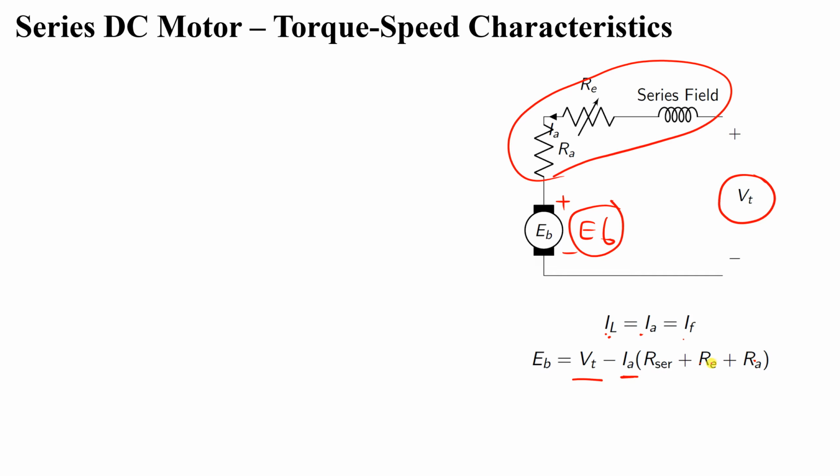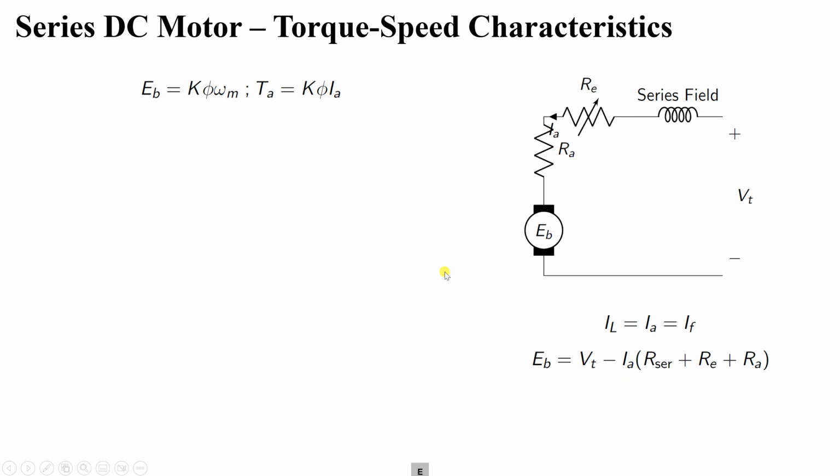What does this even mean? R series is the field resistance, RA is the armature resistance, and RE is the external added resistance, the resistance which we add to control our motor, as we will see right now. So again, what we are going to do is get the two equations: E back equals K phi omega, and torque equals K phi I armature.